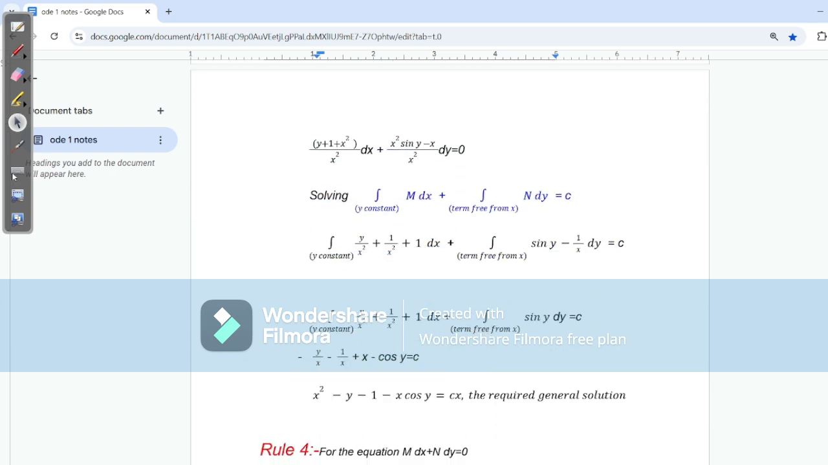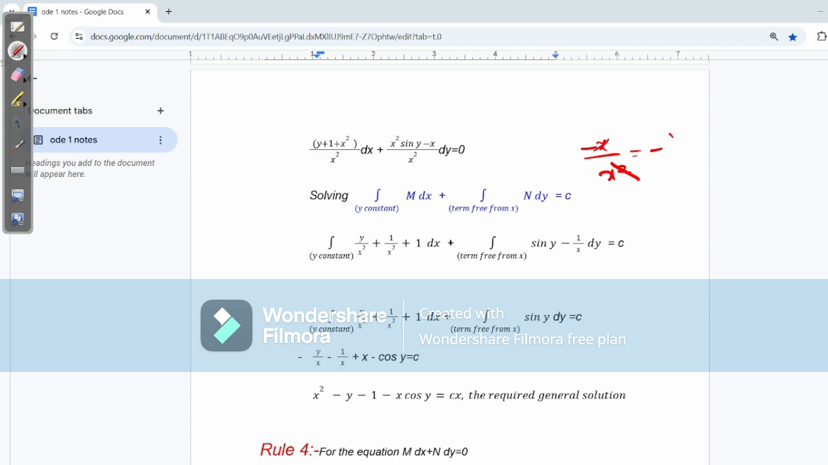So what the value here becomes, y plus 1 by x square gives the value y by x square, 1 by x square plus 1, and x square sin y means x square gets cancelled out. So what the value becomes is sin y, and minus x by x square, this value becomes like this. But we have to take the term that should be free from x.